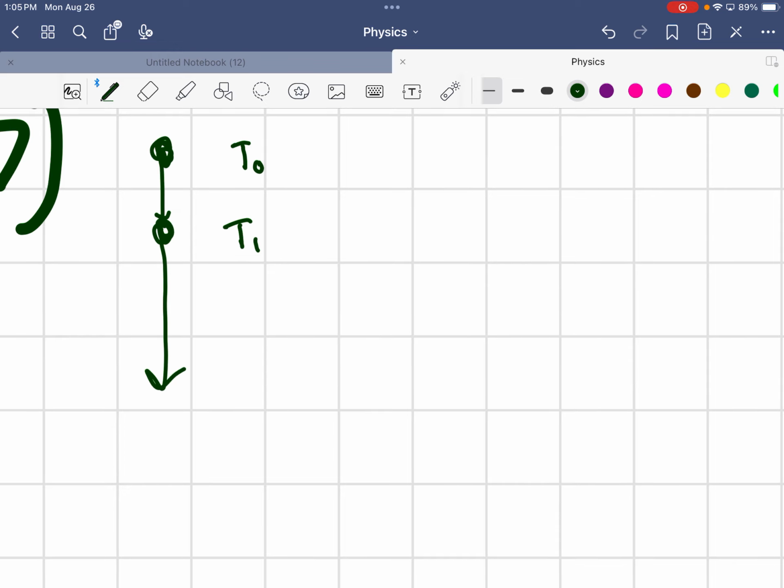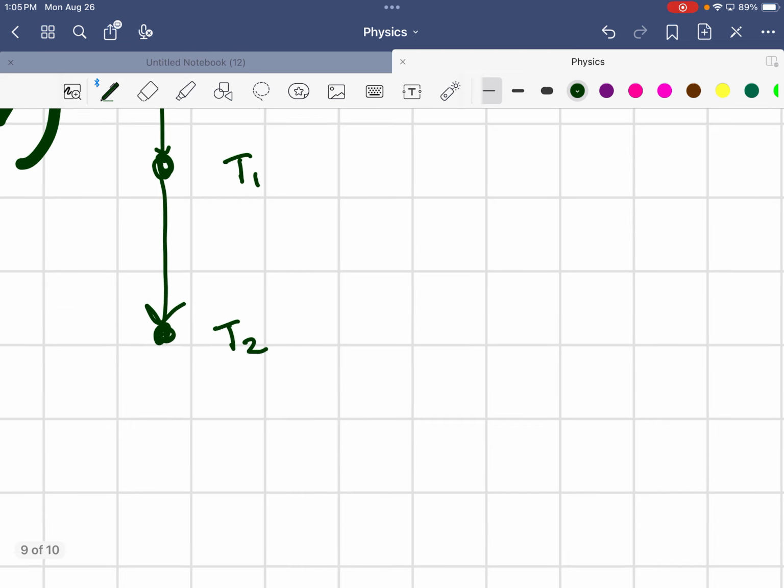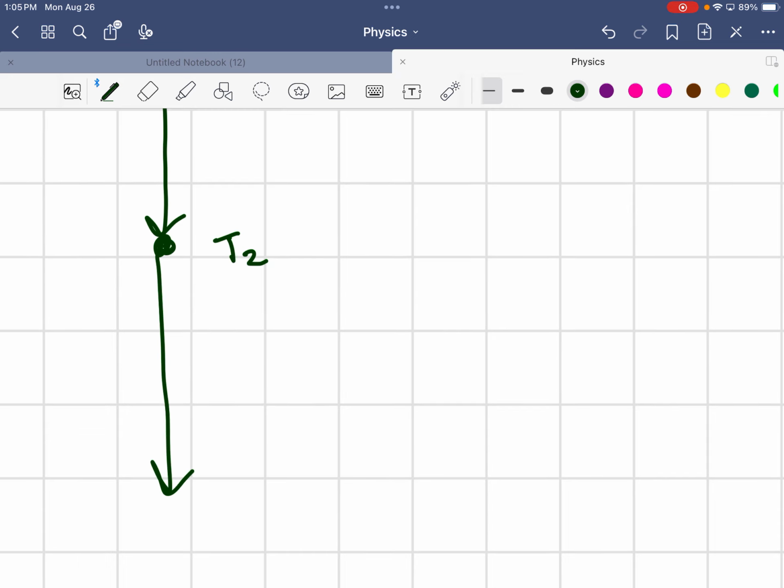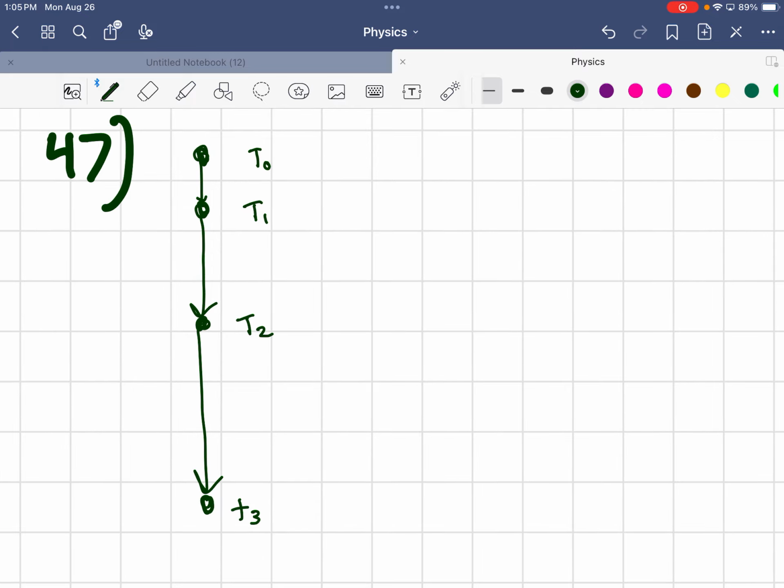So then we know it falls a little bit further. We'll call this T2. And then it falls even further. T3. I'm going to switch to lowercase t's because that's more typical. Anyway, so this is the position of the ball at time equals 0, time equals 1 second, 2 seconds, 3 seconds.